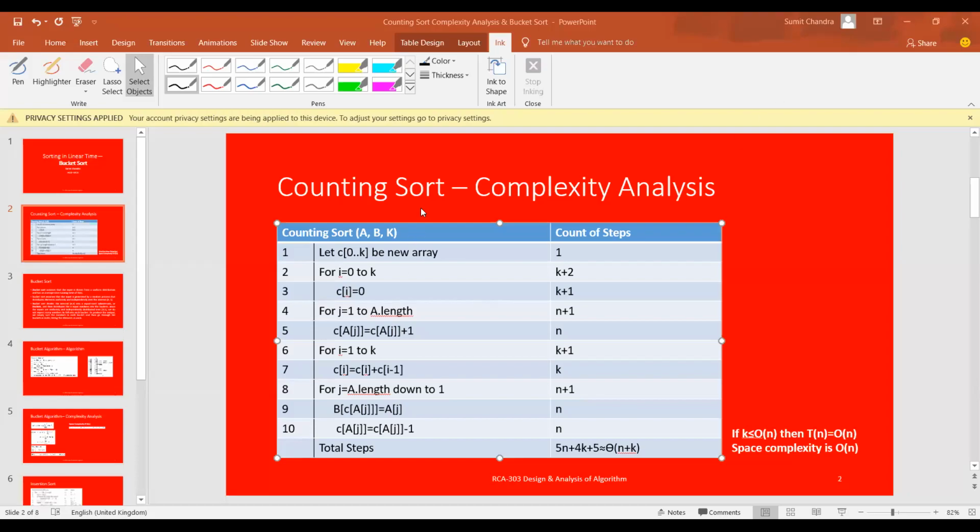Okay, so let's start again. So counting sort complexity, as we were doing. So this statement C[0 to K] is just a declaration, so it will be done in one step.